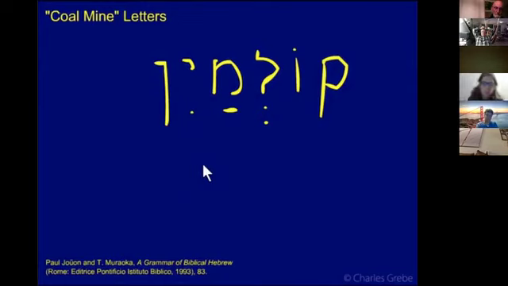Okay. Now what we're concerned with here are the consonants. So the kof, vav, lamed, mem, yud, and nun. What the rule says is this. If you have one of these letters, let's take the yud as an example, and it has a vocal shava after it. So it's followed by a vocal shava, or a vocal shava is sitting under it.